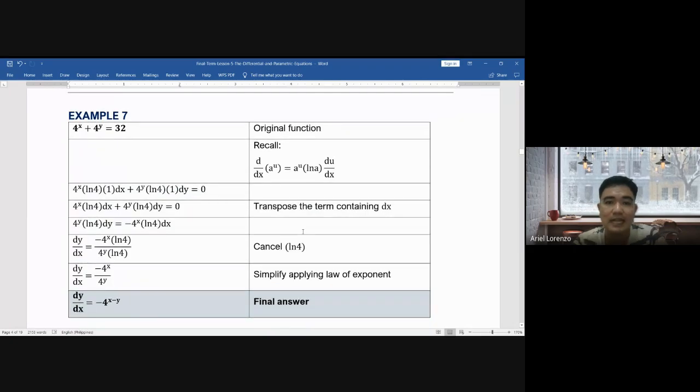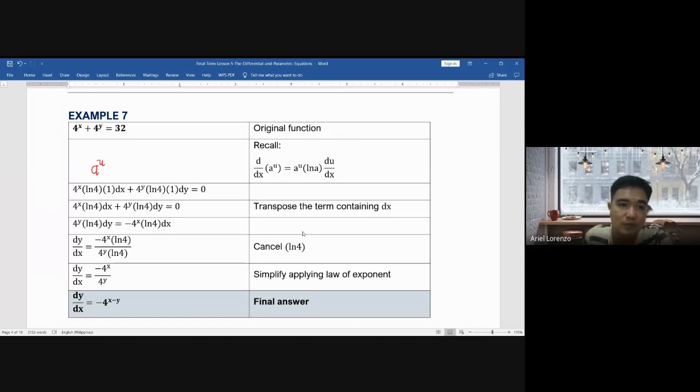Ito, constant to, class. Implicit differentiation pero constant. Di ba yan yung a raised to u ninyo? When it is a raised to u where a is constant, the derivative is a raised to u, ln of a times du all over dx, the derivative of your exponent with respect to x.